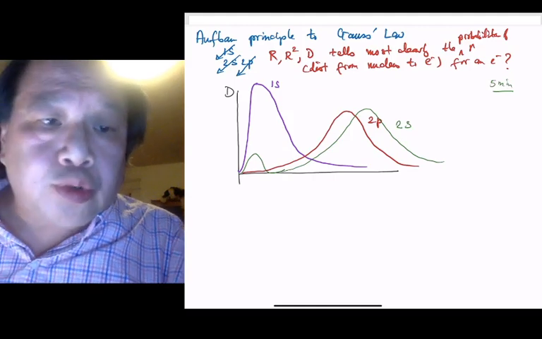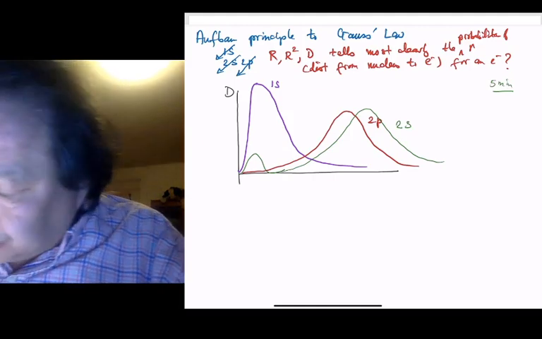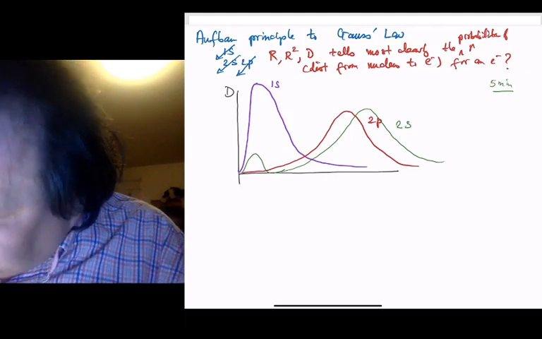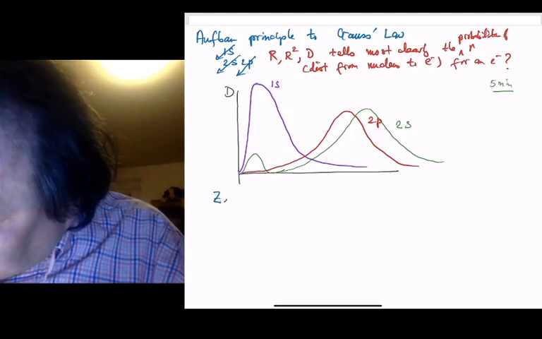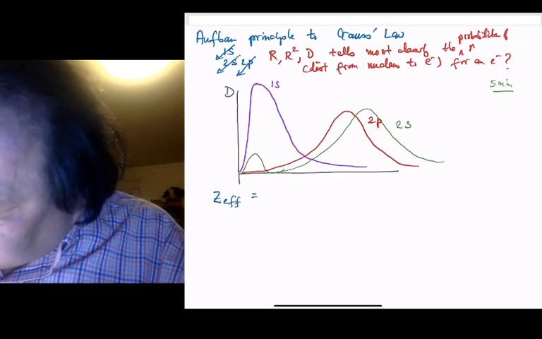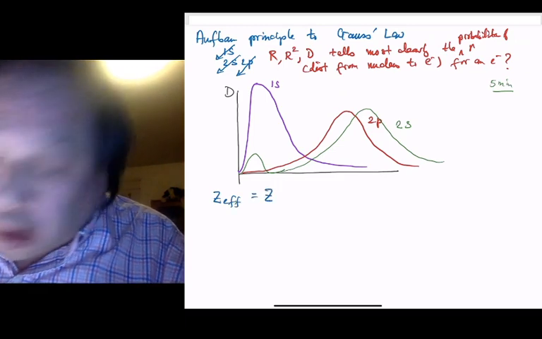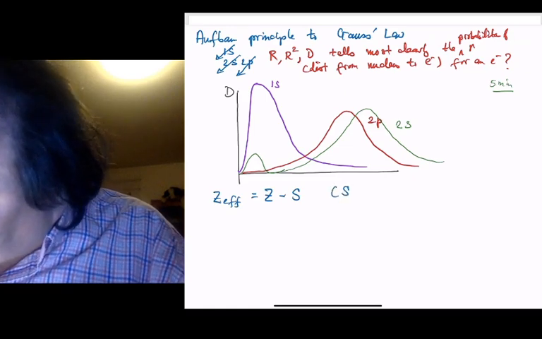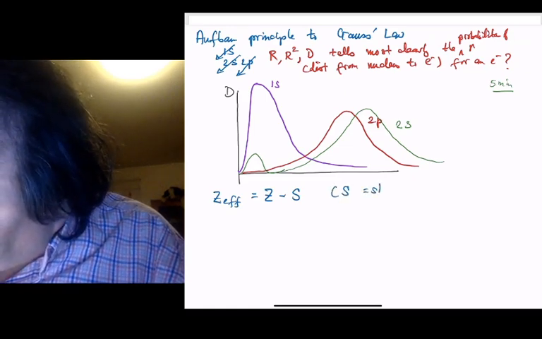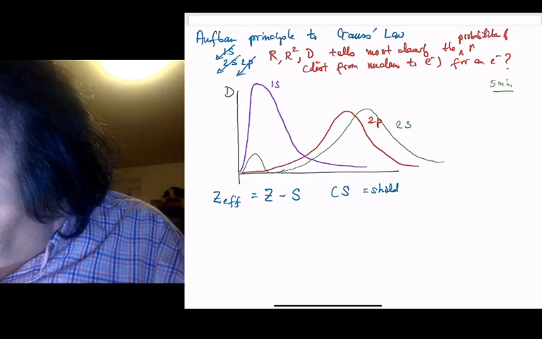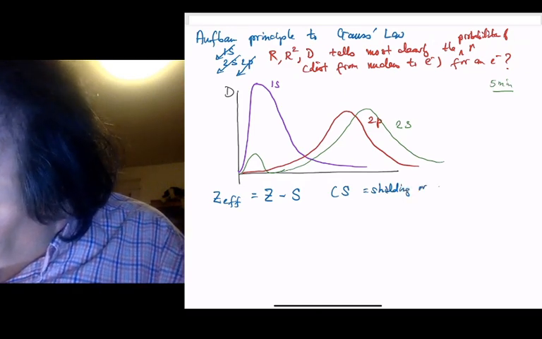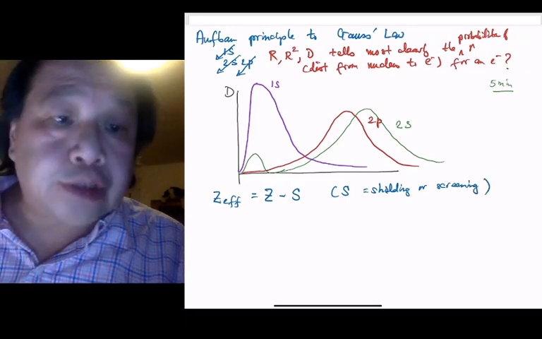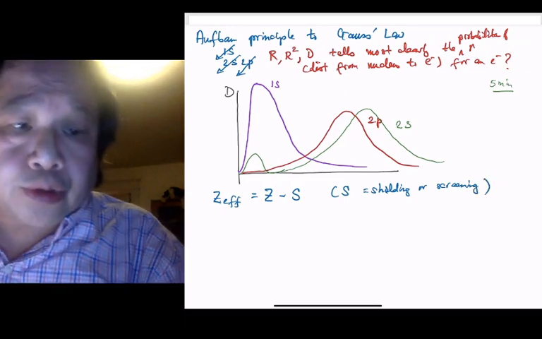Let me introduce one more piece of notation. Z effective equals Z, which is the actual nuclear charge, minus S, where S stands for shielding or screening. I think these words are used interchangeably, but I'll try to use the word shielding.